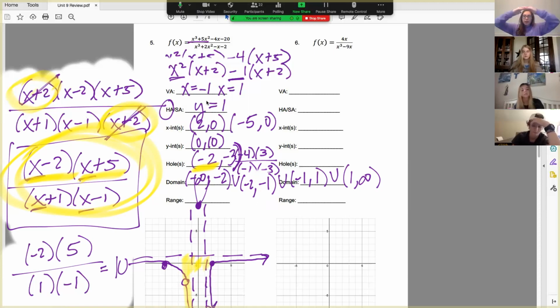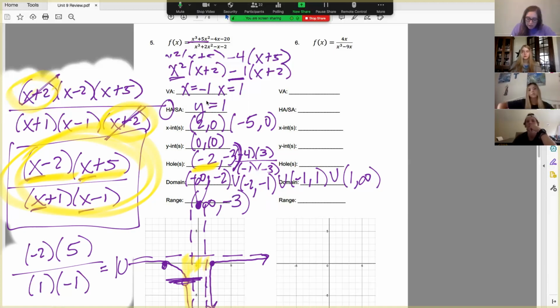With the range, I'm reading it from bottom to top, and I only stop at holes and asymptotes. So I start at -infinity, and then I stop at this hole right here. But I want the y value of the hole, which we already found the y value is -3. Then I start again at -3, and I keep going until I hit the horizontal asymptote, which is at 1.